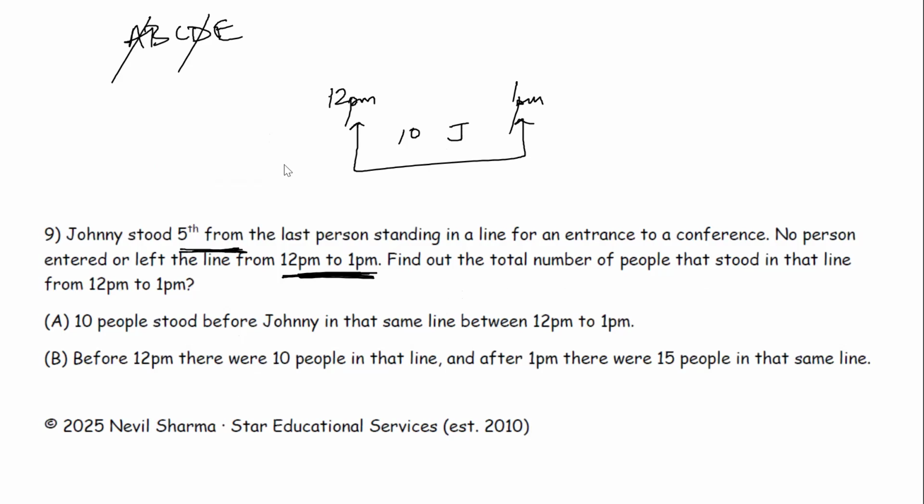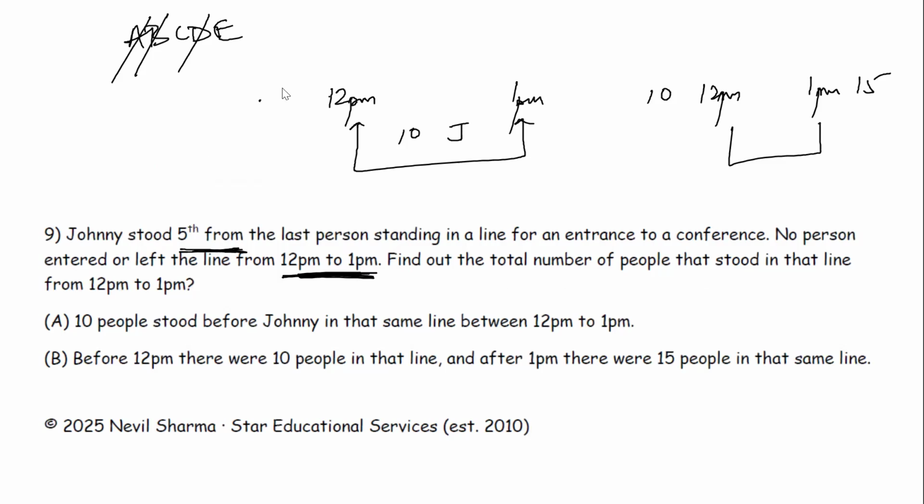Now, before 12 p.m. there are 10 people, and after 1 p.m. there are 15 people in that same line. Now that doesn't tell us anything between 12 p.m. and 1 p.m. So obviously the second statement on its own is not enough.